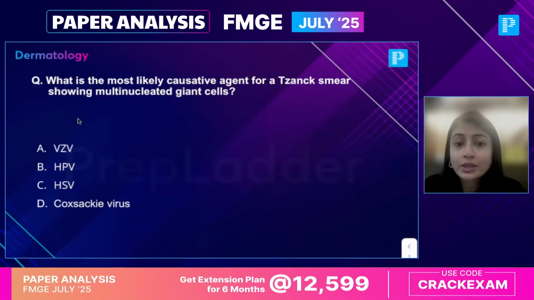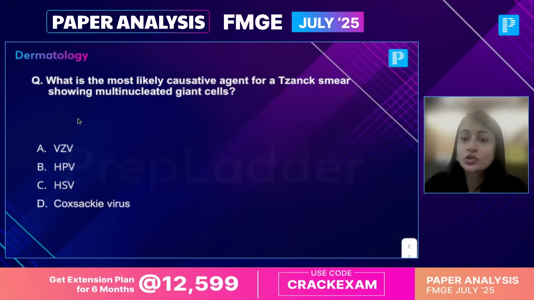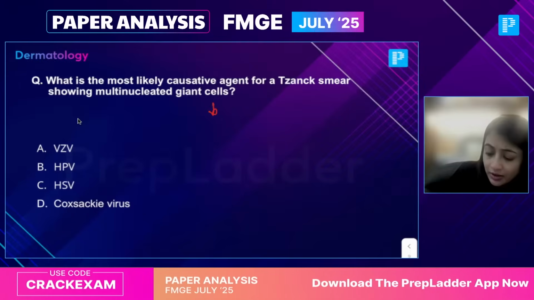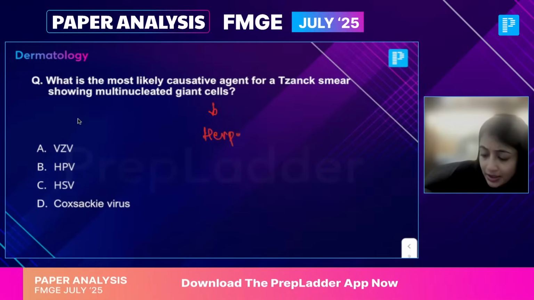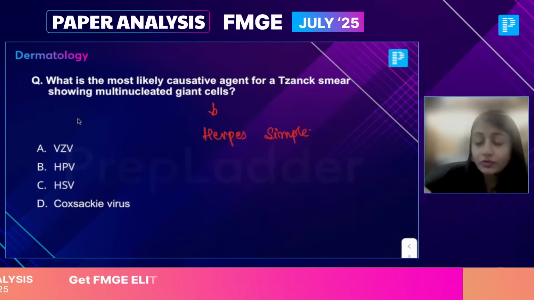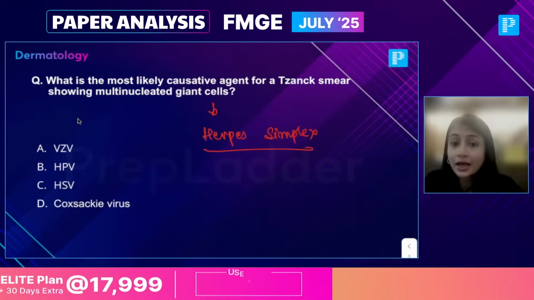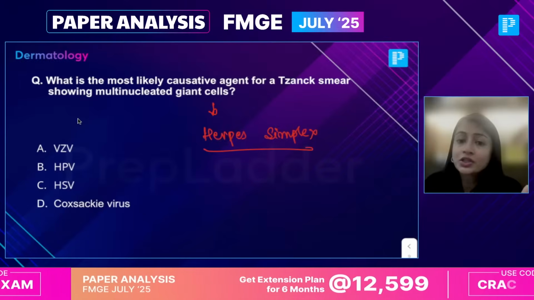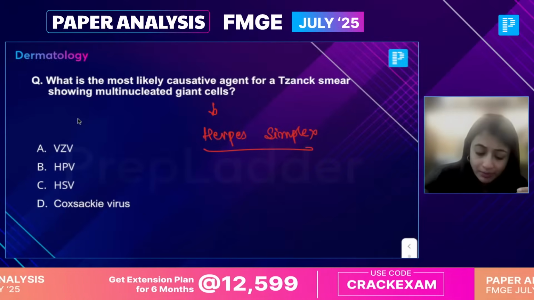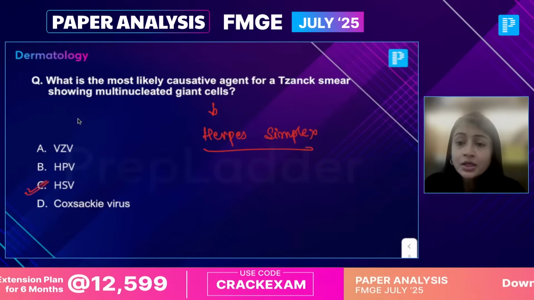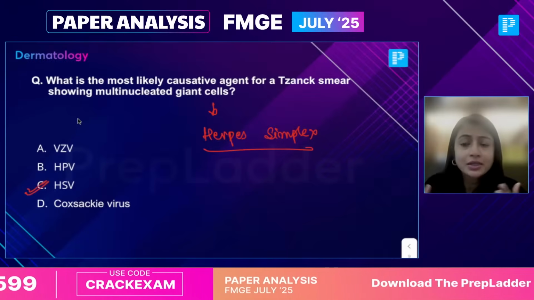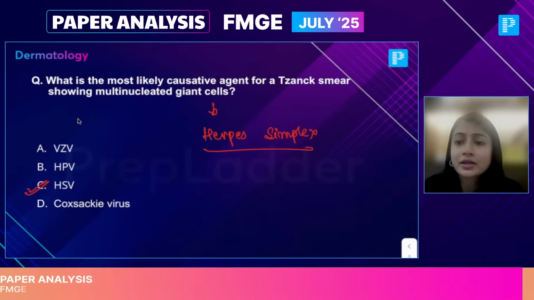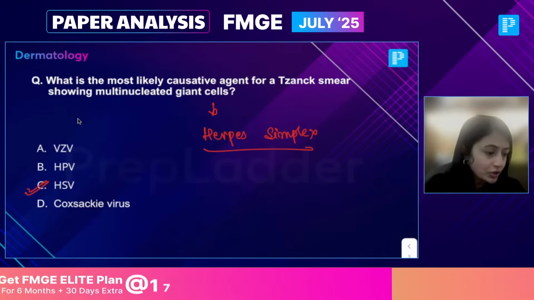If you see MNGs or multinucleate cells on Tzanck smear, we have discussed it repeatedly. It happens in herpes simplex infection. Tzanck smear we do for two main conditions, pemphigus and herpes. In pemphigus, you see acantholytic cells, and multinucleate giant cells are a feature of herpes simplex infection, right? The other options, varicella zoster, HPV, Coxsackie, do not present with MNGs. MNGs are a feature of herpes simplex infection.